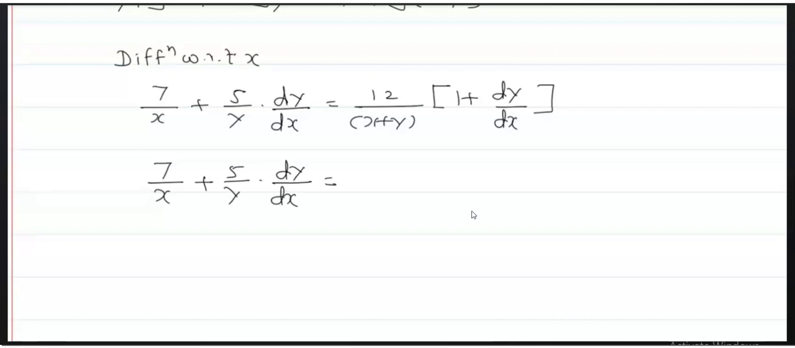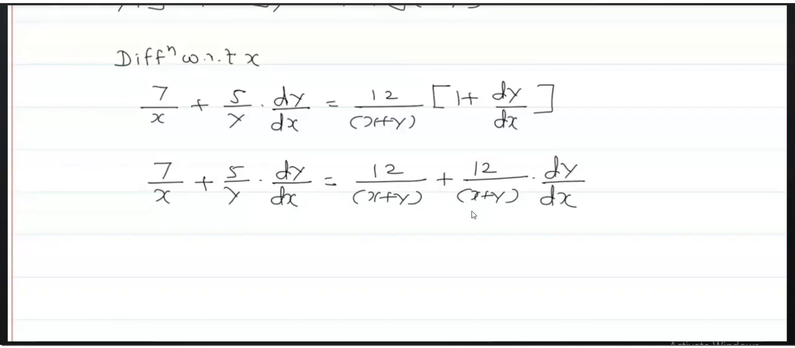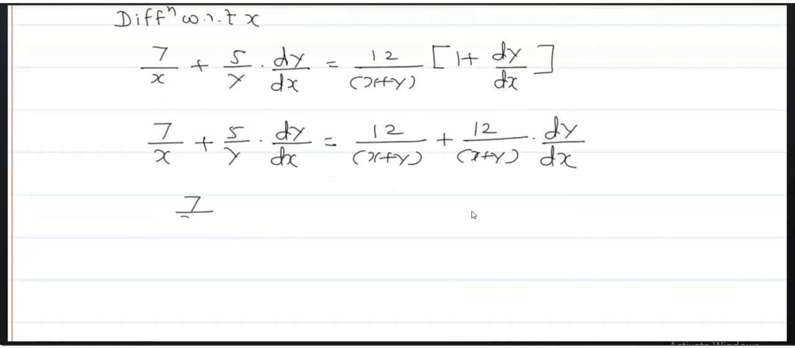Therefore, 7 upon x plus 5 upon y into dy by dx is equal to 12 upon x plus y into 1, that is 12 upon x plus y plus 12 upon x plus y into dy by dx. Now collect the terms of the dy by dx. That is 7 upon x minus 12 upon x plus y.